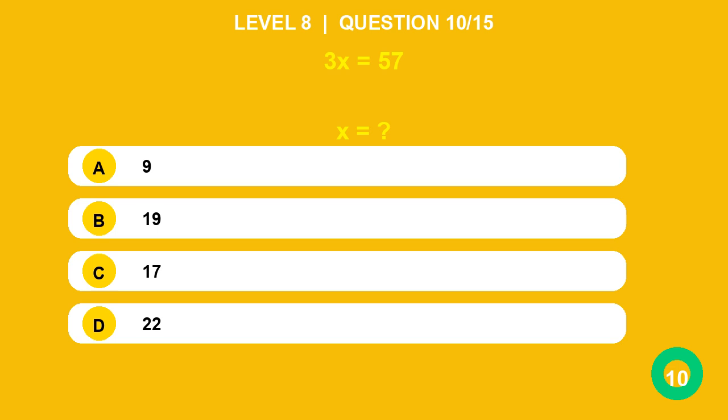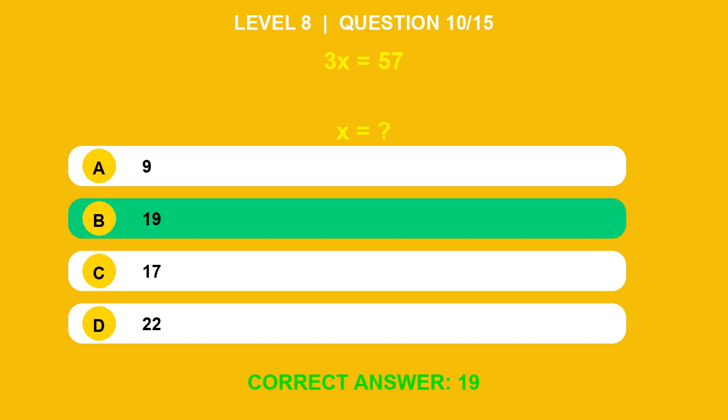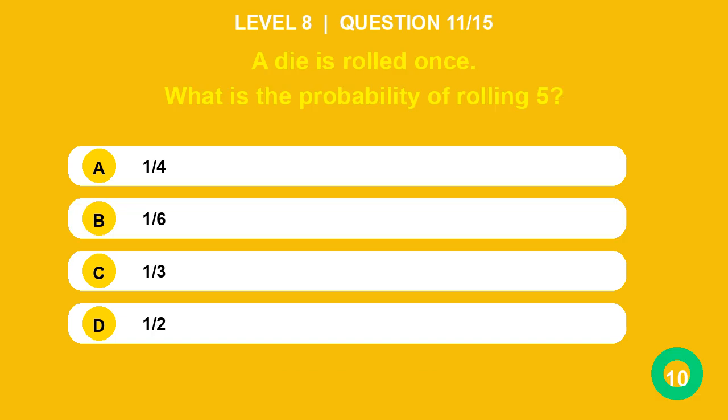3x equals 57. X equals? Answer is 19. A die is rolled once. What is the probability of rolling 5?